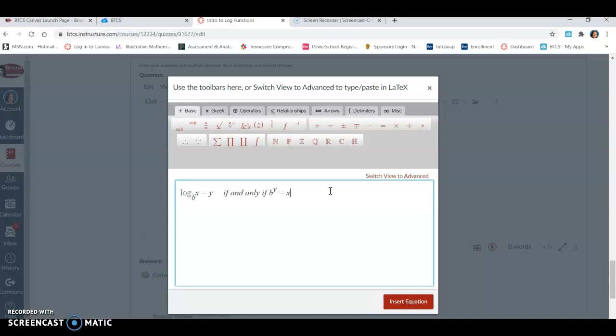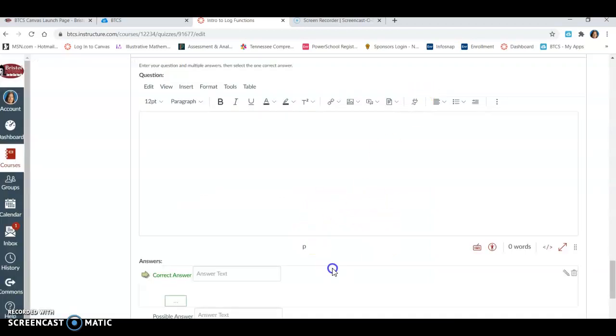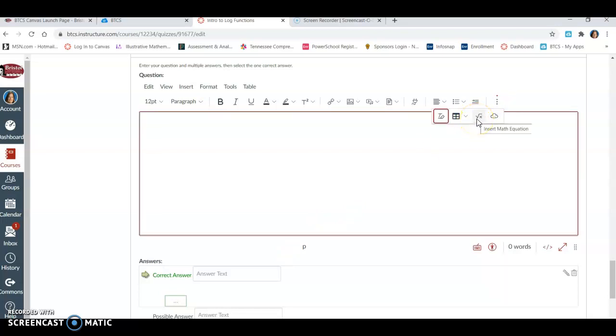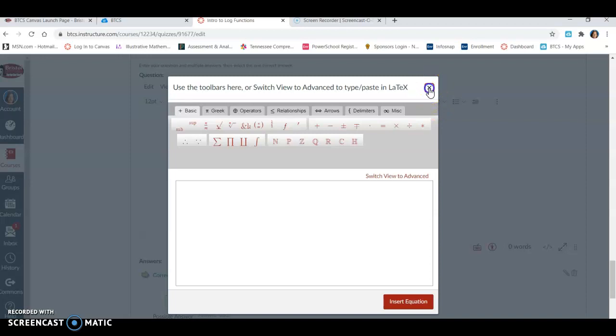Okay, so again, just a quick thing on how to use the equation editor. Go to the 3 dots, find the square root of x, and then just play around with it.